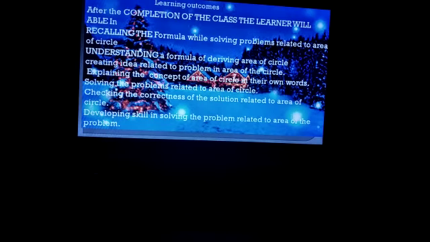After the completion of this class, the learner will be able to recall the formula while solving problems related to area of circle, understand the formula for deriving area of circle, create ideas related to problems in area of circle, explain the concept of area of circle in their own words, solve problems related to area of circle, check the correctness of the solution, and develop skill in solving problems related to the area of the circle.